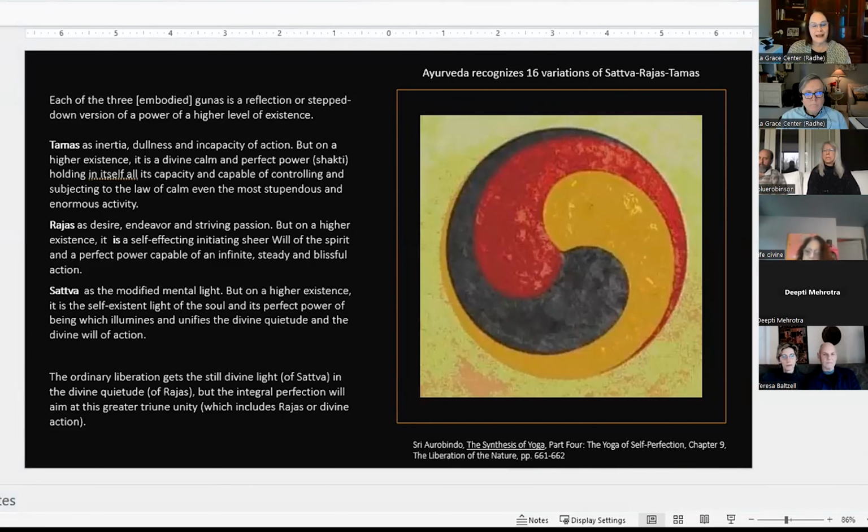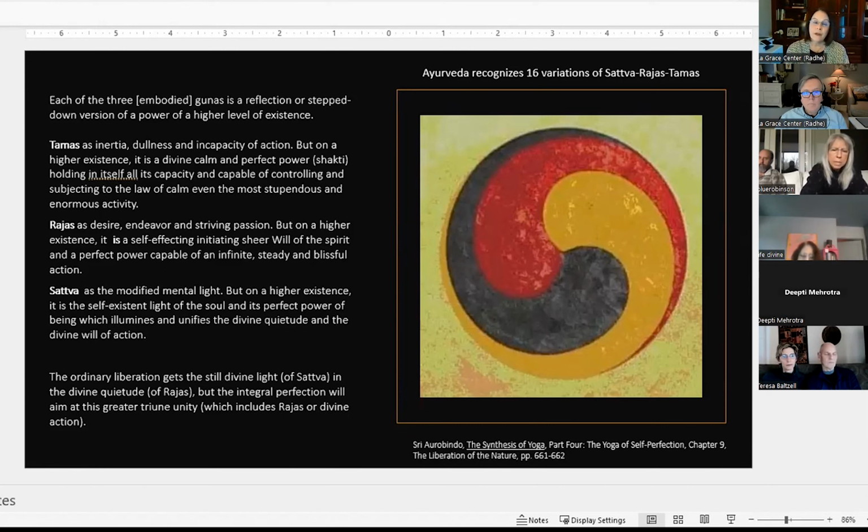So here we have this wonderful quote, although I've modified it a little bit by rearranging it for the purpose of this discussion, from Sri Aurobindo on the three gunas. What he says of these three gunas is that each is a reflection or a step-down version of a power of a higher level of existence. So typically when we speak of tamas, which is the first and lowest, if you will, we think of tamas as inertia or dullness or even incapacity of action.